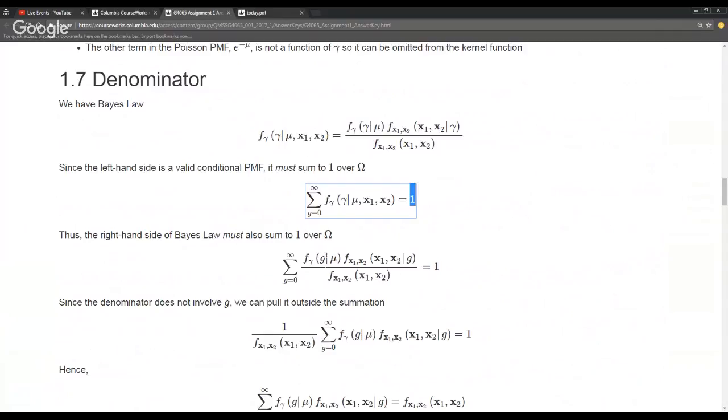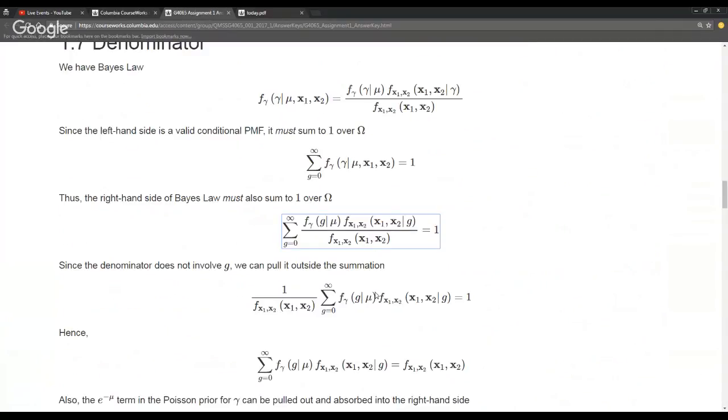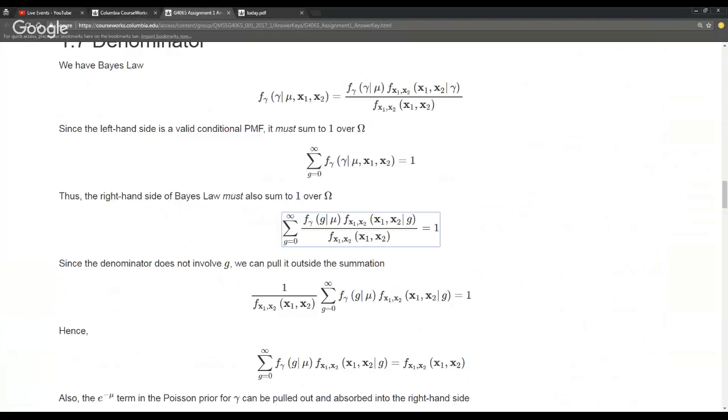So we stick g in from 0 to infinity in all the places where gamma appeared on the right-hand side. We're going to sum up the right-hand side. It's also going to be equal to 1. Now, since the denominator piece does not involve the index of summation or gamma, g, none of that, it only depends on x, we can take this piece in the denominator and move it to the left-hand side of the summation and just sum the numerator piece. Still going to be equal to 1.